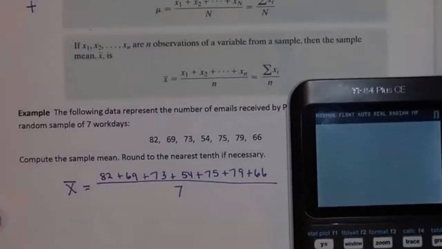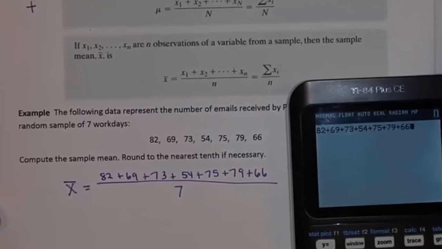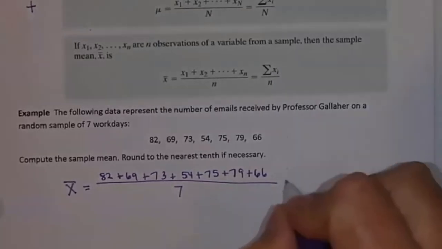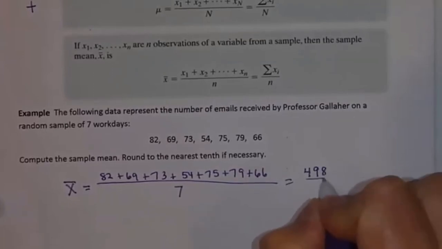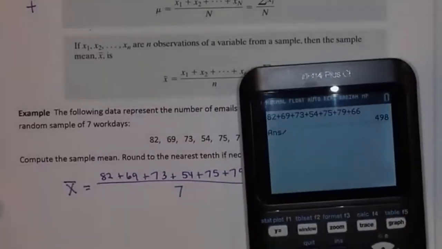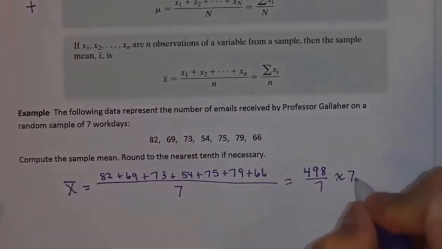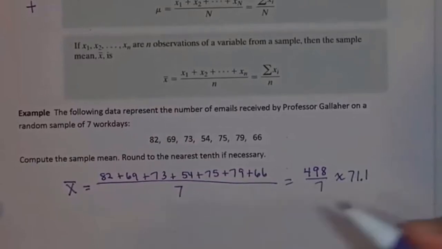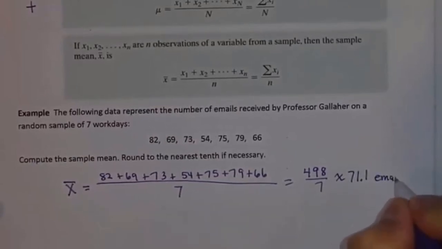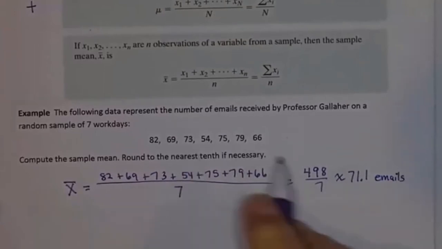So if I bring in my calculator, 82 plus 69 plus 73 plus 54 plus 75 plus 79 plus 66, that is 498. So what I really have is 498 divided by 7. And if I take that 498 and divide by 7, that is approximately 71.1 if I round to 1 decimal place. So that is approximately 71.1. And if we include units, that would be emails. So for those 7 days, on average, I got 71.1 emails per day.